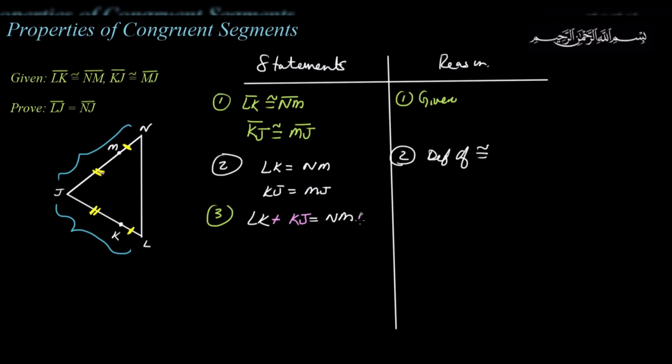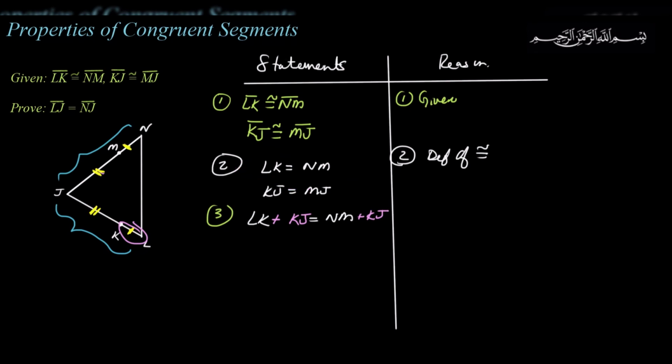But I'm going to add it to both sides, right? Like that. So I took this segment right here, and I added that segment to it, right? So then I got LK plus KJ and NM plus KJ. So I added KJ to both sides. I took that statement, first rewrote it, and then added that to both sides, because now I have big segments. So I generated big segments from this particular statement.